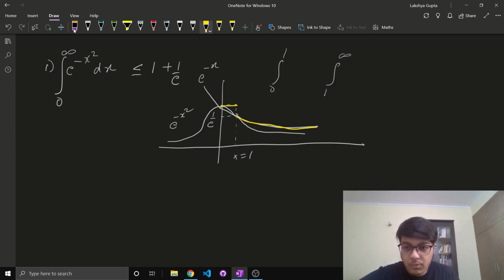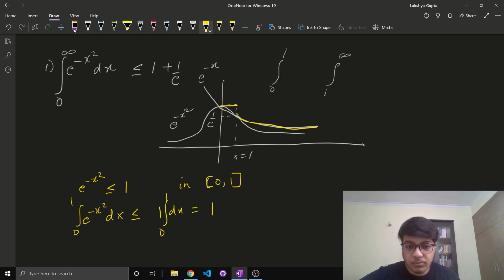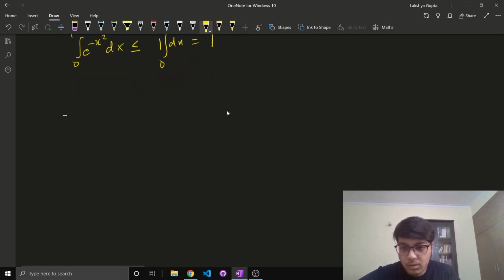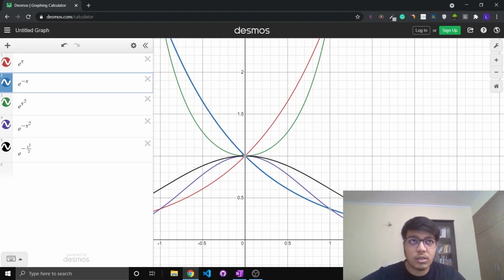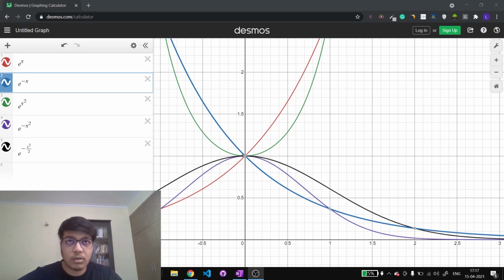What this means is e raised to -x square is less than or equal to 1 in 0 to 1. So the integral of e raised to minus x square from 0 to 1 would also be less than the integral of 1 dx, which is equal to 1. In 1 to infinity, e raised to minus x is greater than or equal to e raised to minus x square, which can be seen from this graph.